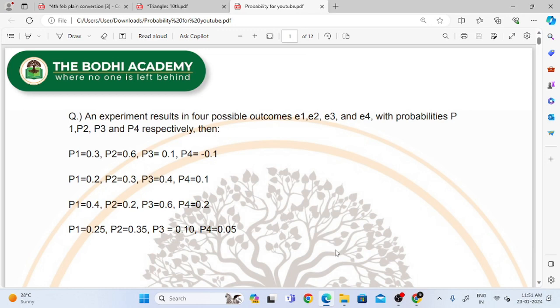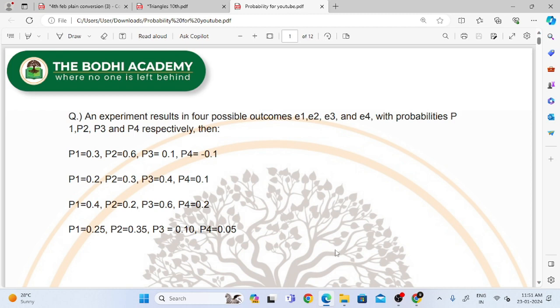Today we will learn from the probability chapter the most important questions. We will discuss the previous year question papers, questions from the probability, on the Bayes theorem and 1 mark question, 2 mark question and 3 to 4 mark questions. So let's start with the question number 1.